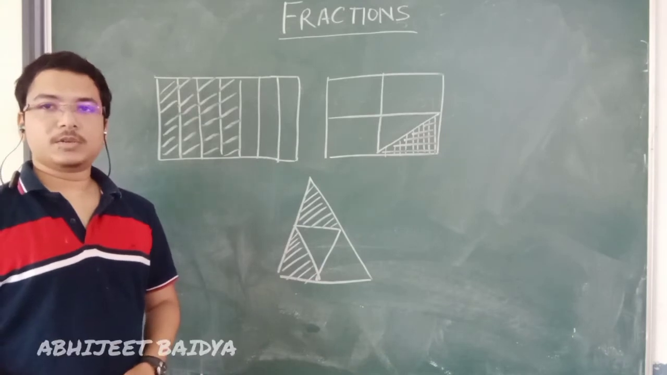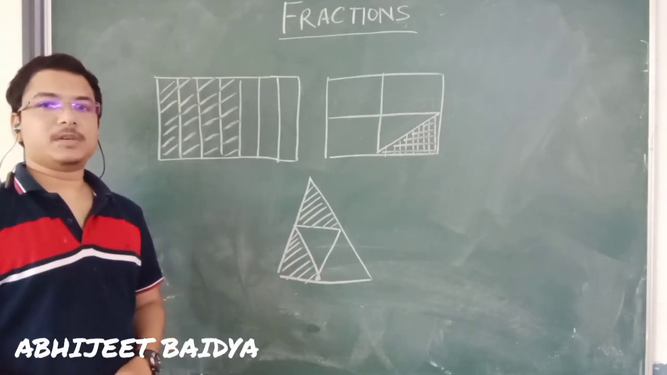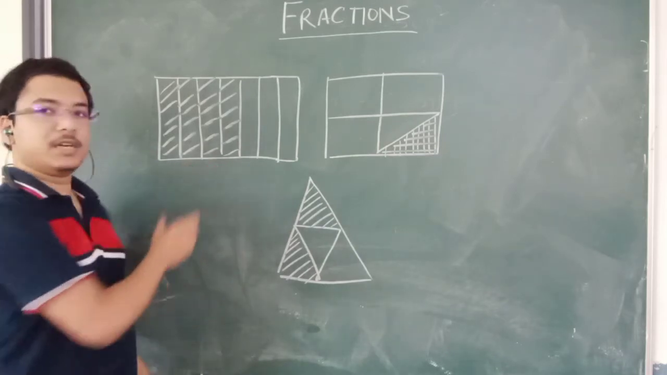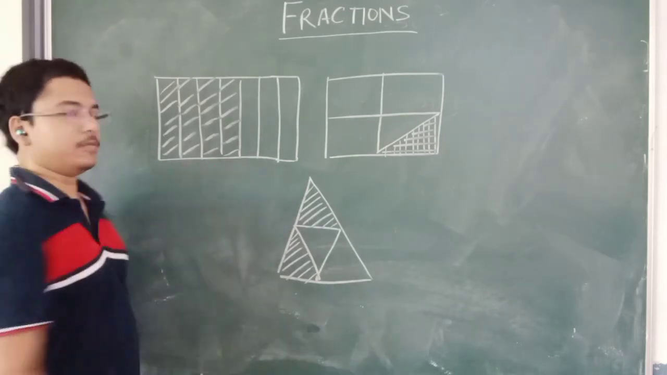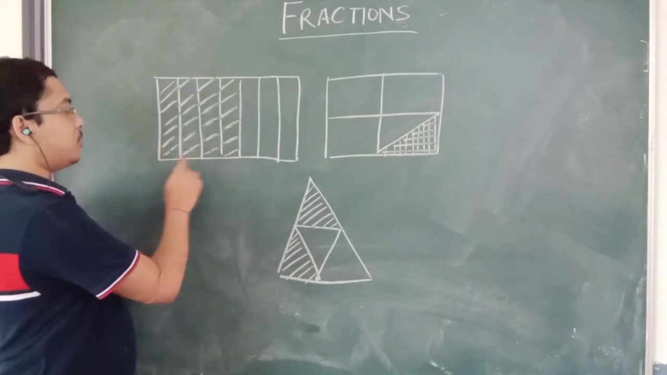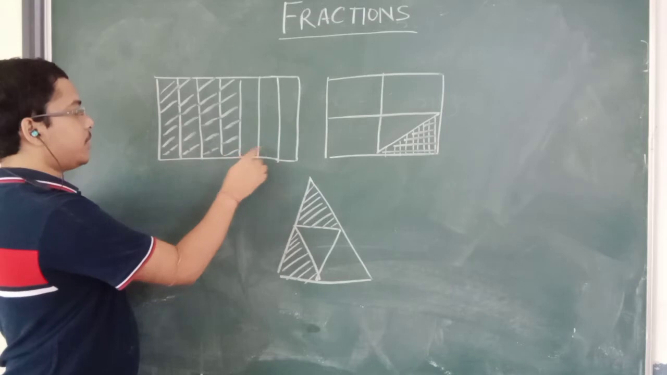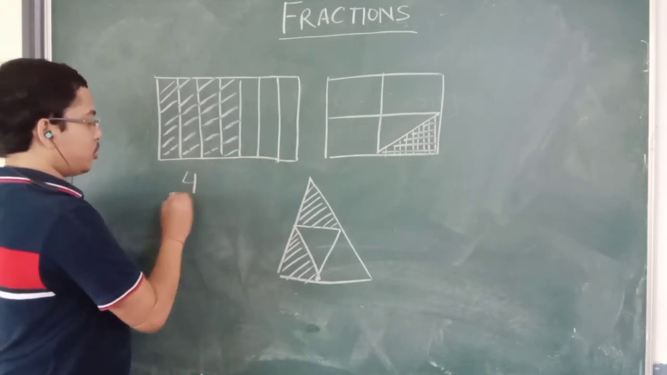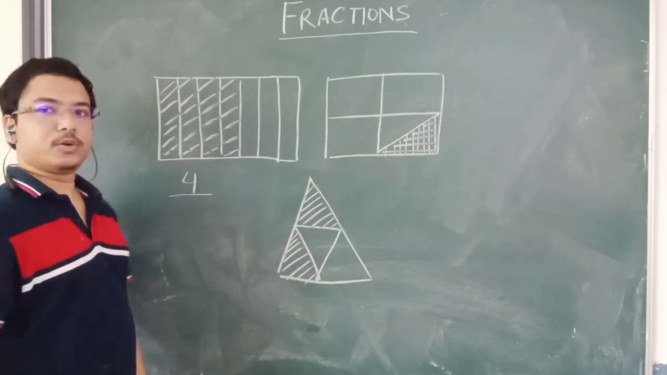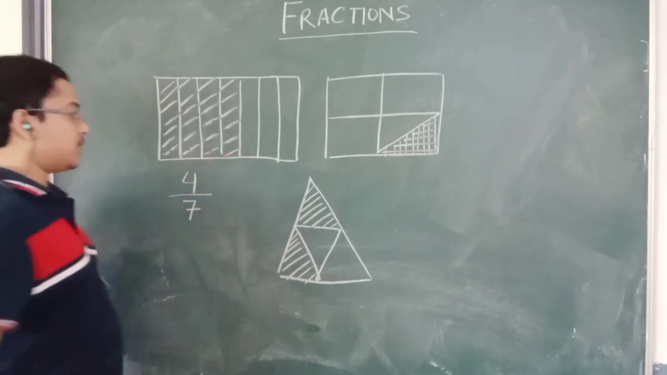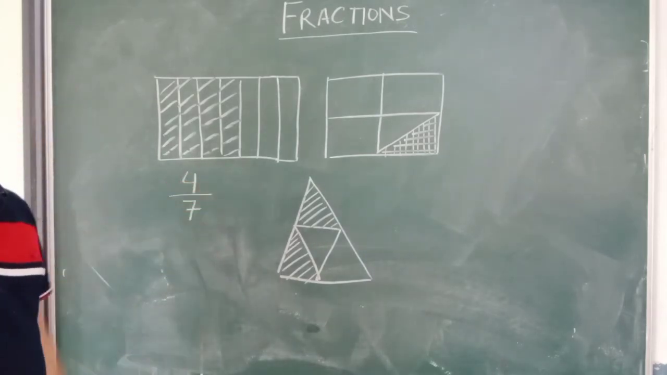Welcome to my class. Today we are going to start the chapter on fractions. Let us write what fraction the shaded portion is of the figure. You can see four portions are shaded out of 1, 2, 3, 4, 5, 6, 7. So you write the number of shaded portions on the top, divided by the total number of parts, that is 7. So your fraction for this figure is 4 by 7.